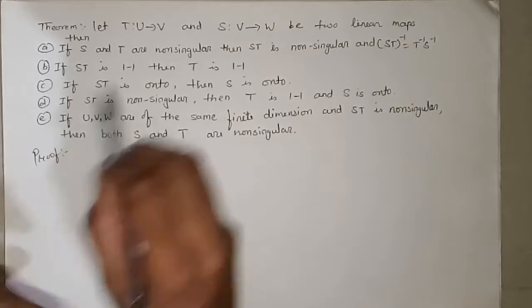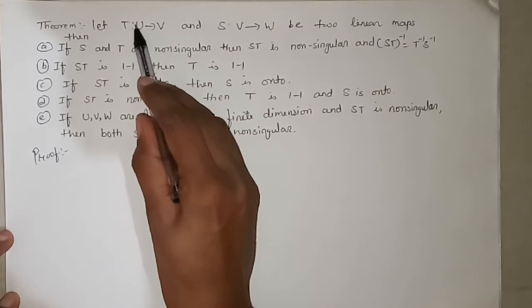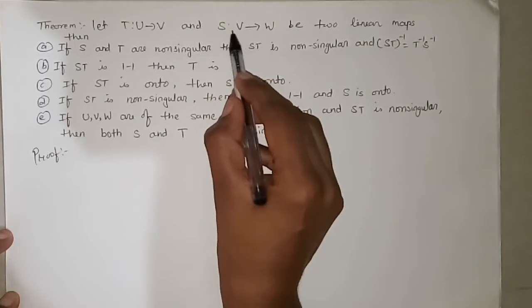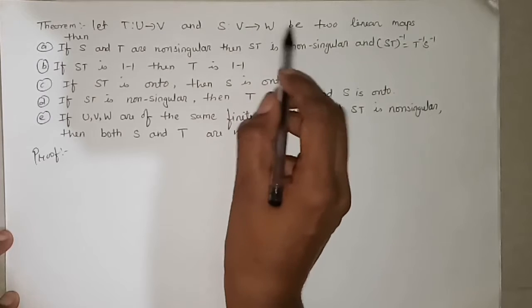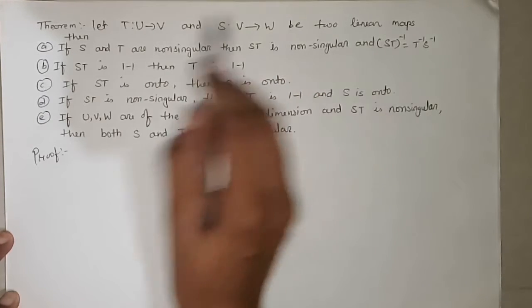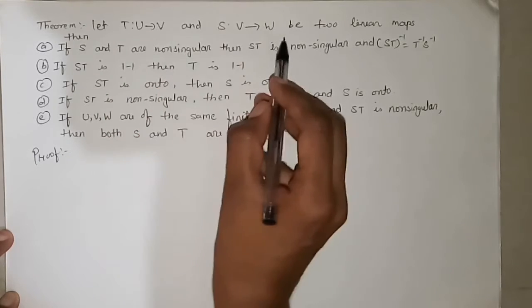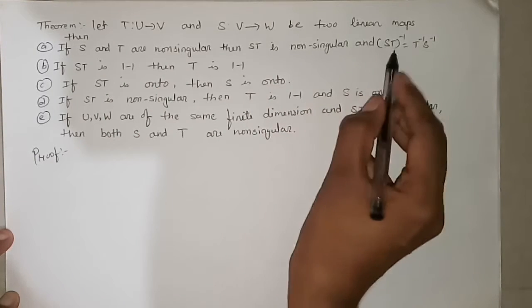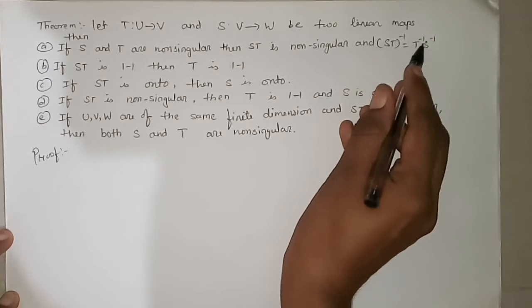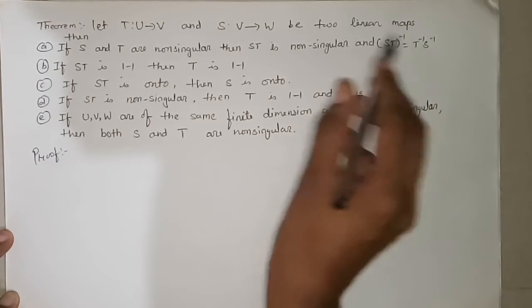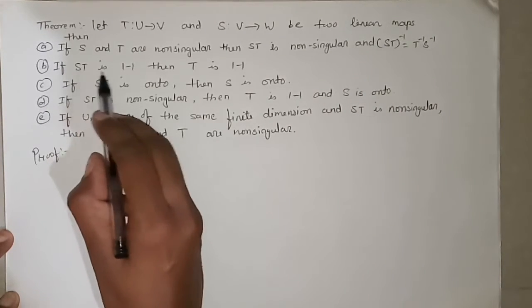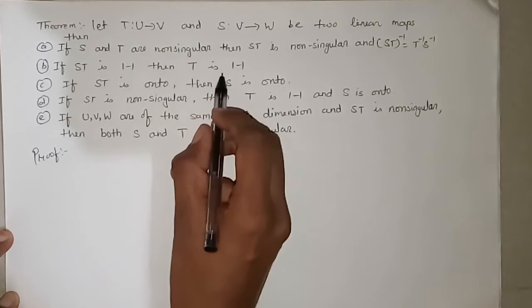Theorem: let T be a mapping from U to V and S be a mapping from V to W, two linear maps. Then if S and T are non-singular, then ST is non-singular and (ST) inverse is equal to T inverse S inverse. Second one, if ST is 1-1, then T is 1-1.